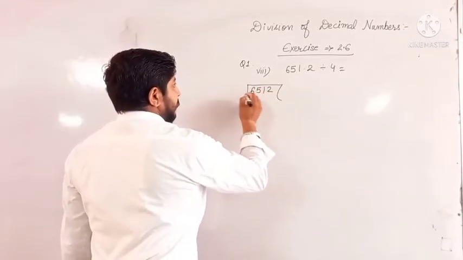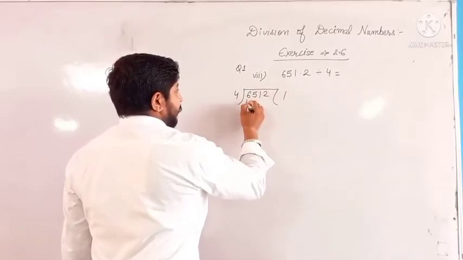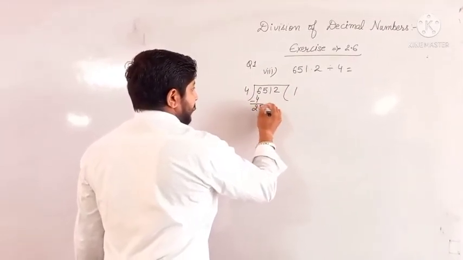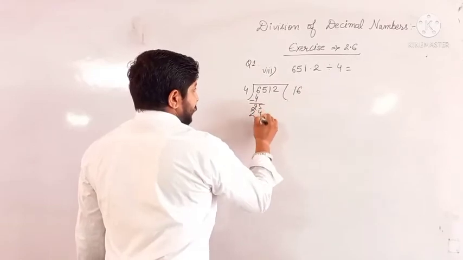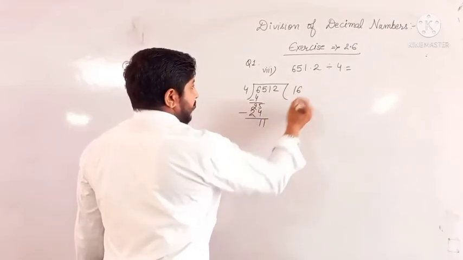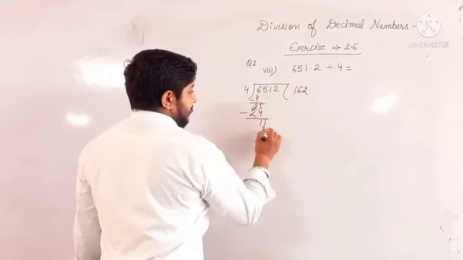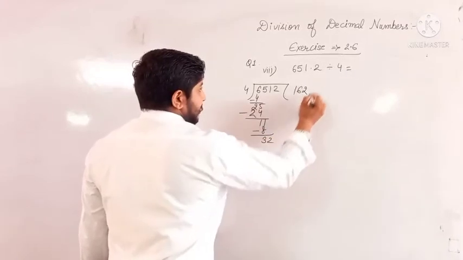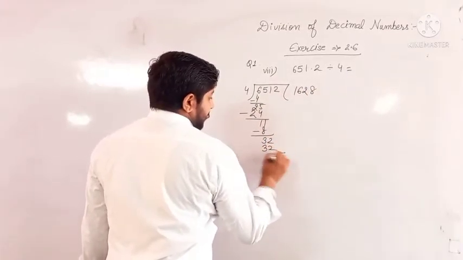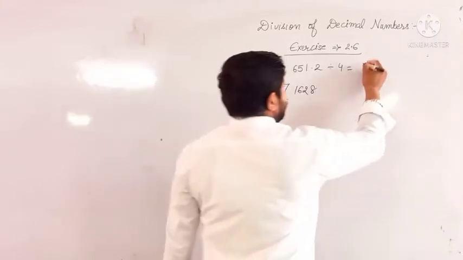651.2 divided by 4. 4 1s are 4. Subtract, 2 5. 4 6s are 24. Subtract, 1, then 1. 4 2s are 8. Then subtract, 3, 2. 4 8s are 32. Completely divide. What answer comes?